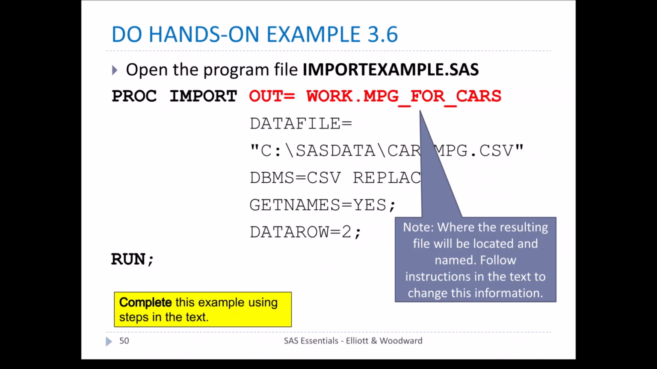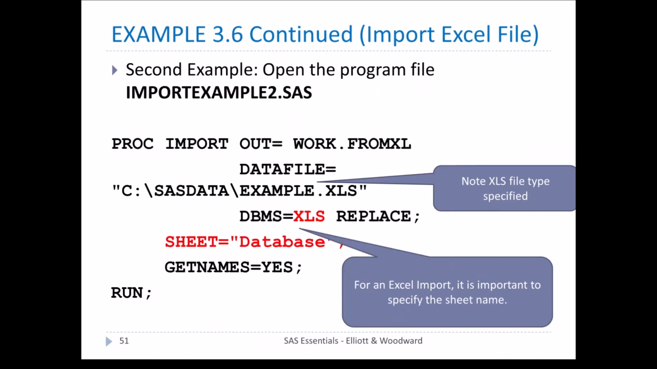All right, so let's look at example 3.6 as we saw it. Again, I would encourage you to run this on your own. All right, then a second one is called import example 2.sas. This one's a little different because we're going to read some data from Excel.